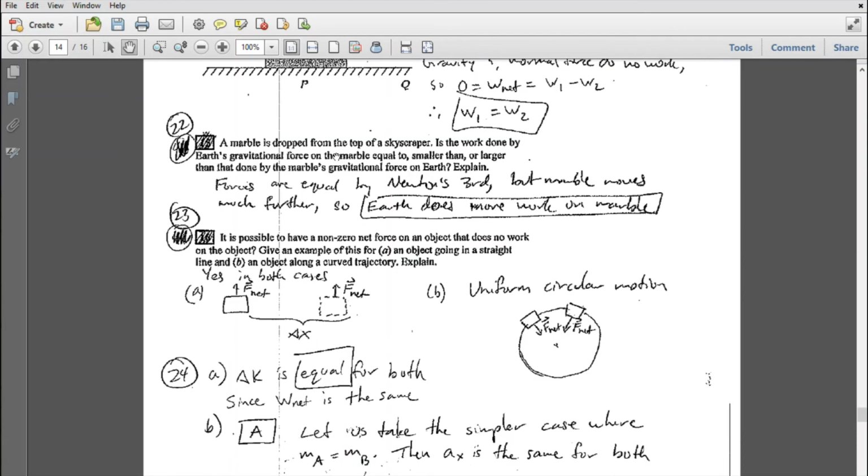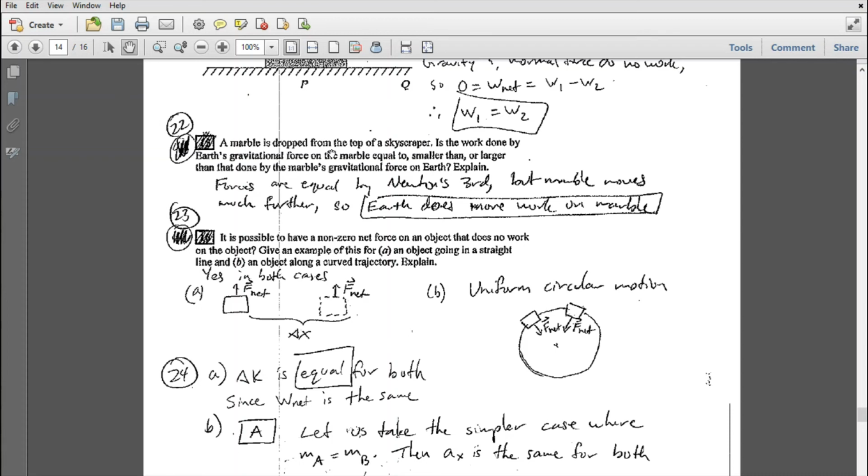22. A marble is dropped from the top of a skyscraper. Is the work done by Earth's gravitational force on the marble equal to, smaller than, or larger than the work done by the marble's gravitational force from Earth? I'm hesitating because I'm reading this. The work done by Earth's gravitational force on the marble compared to that done by the marble's gravitational force on Earth. So in these cases, we're talking about the force of the marble on the Earth equals the force of the Earth on the marble.